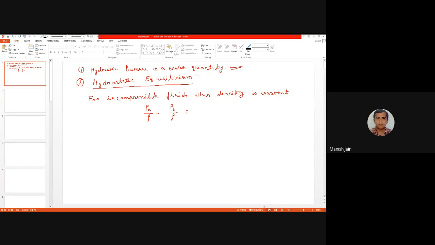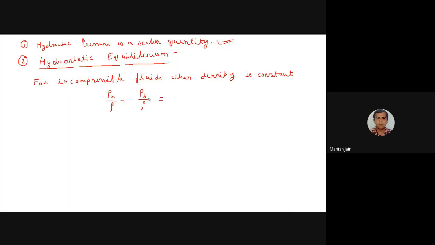Pa by rho minus Pb by rho, equal to G gravity constant multiplied by ZA minus ZB, difference in the elevation. Okay, so this is the equation for hydrostatic equilibrium when your fluid density is constant.